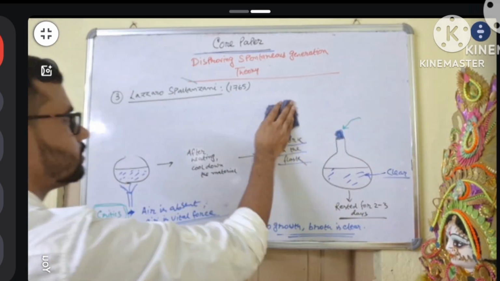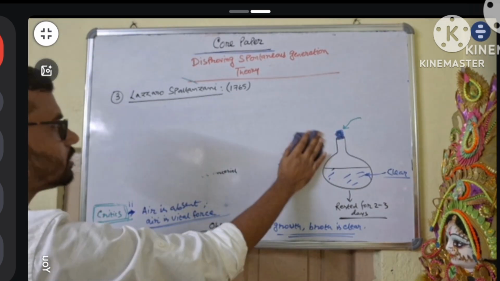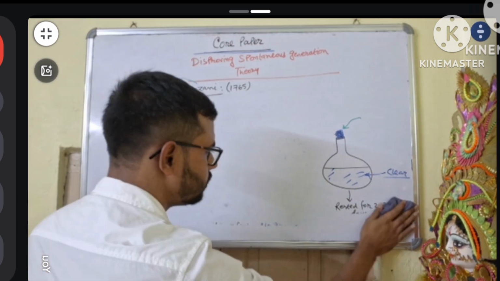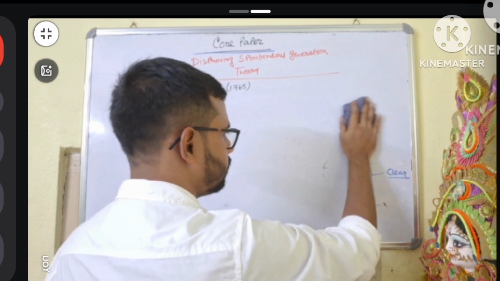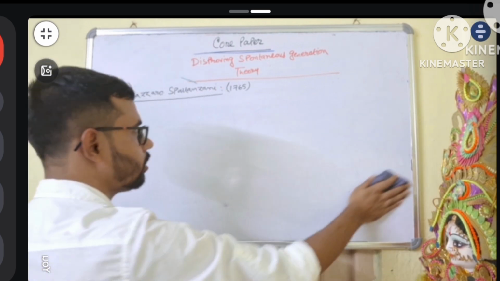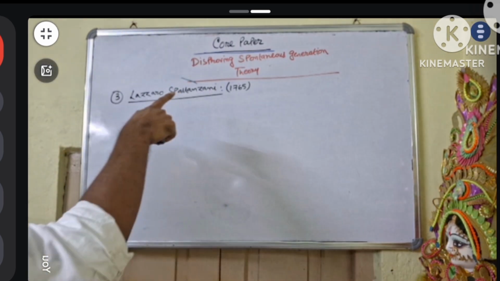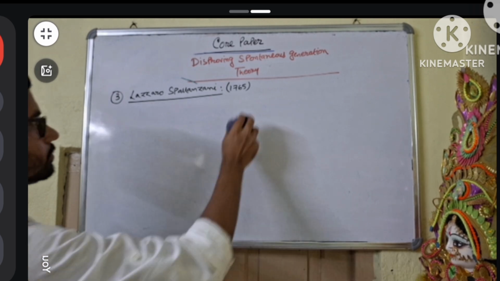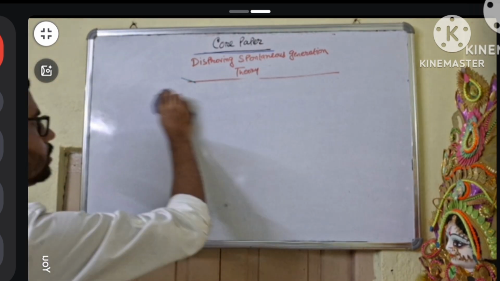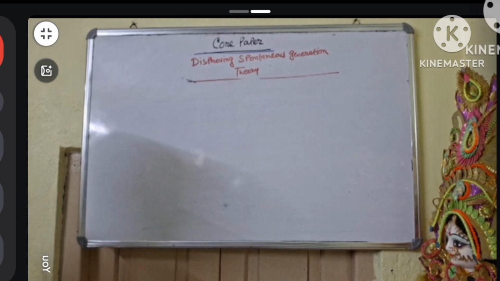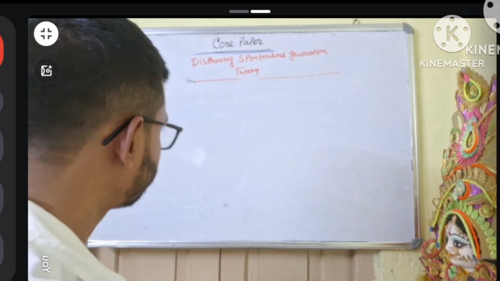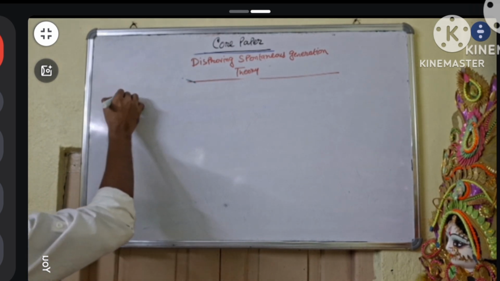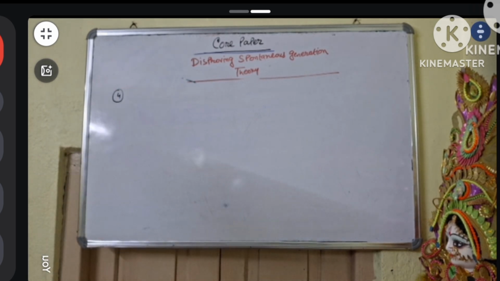After 100 years, 1864, that is the year. So the controversy continued from 1765 on whether microbes are spontaneously generated or not. At the end, this issue is solved by scientist number 4, Louis Pasteur.